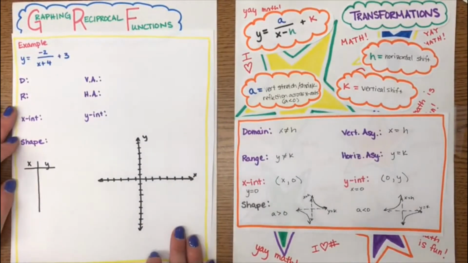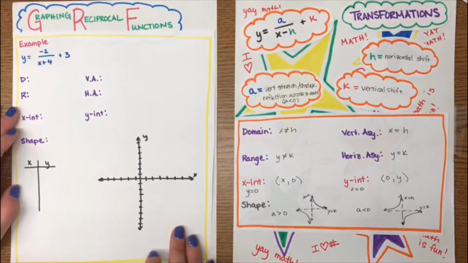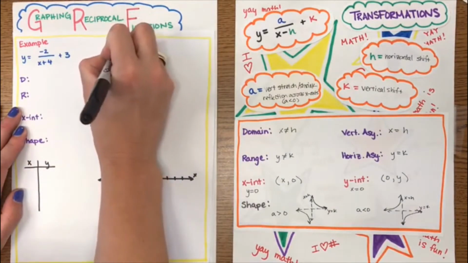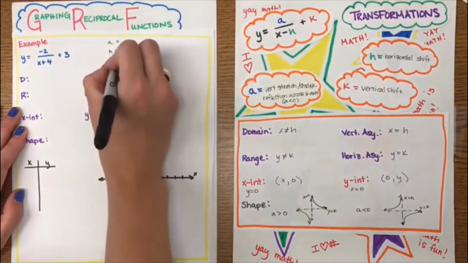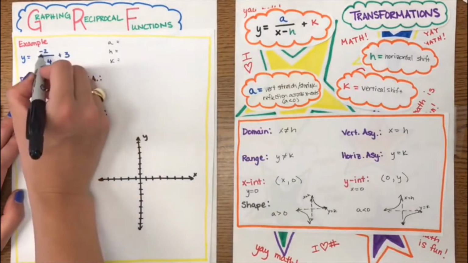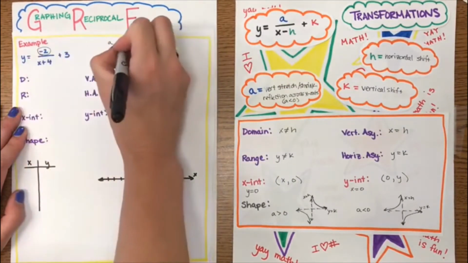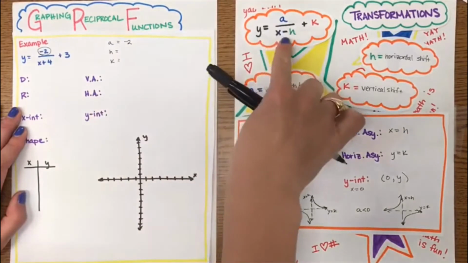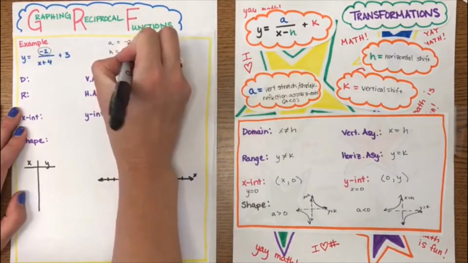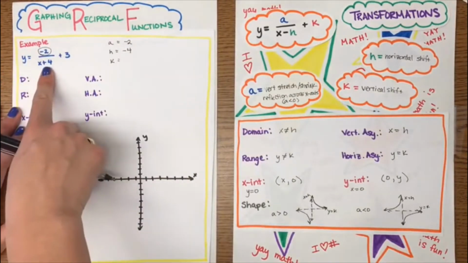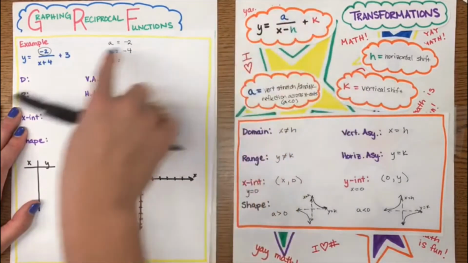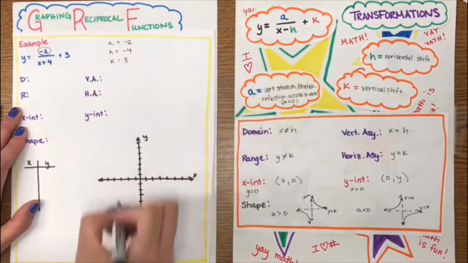y equals -2 over x plus 4, plus 3. My first thing is to identify a, h, and k. a is whatever is in the numerator of my reciprocal function, so that's -2. The denominator is x minus h, so x plus 4 means I have an h value of -4. I have to take the opposite of whatever value is there. And my k value is whatever is not part of the reciprocal, so that's plus 3.